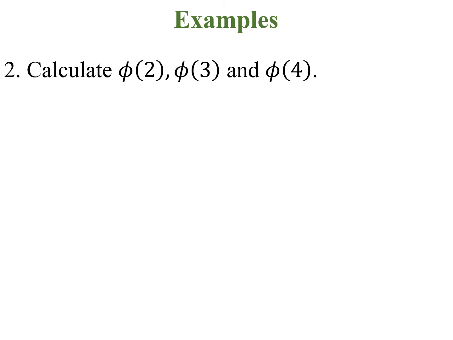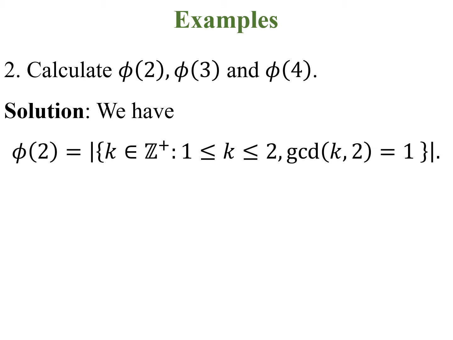Next, calculate phi of 2, phi of 3, phi of 4. Similarly, you can find this Euler's phi function for 2, 3, 4. See, how can we get phi of 2? Phi of 2 is equal to the set of those positive integers k which are greater equal 1 and less equal 2 whose GCD with 2 is 1. You have to take the count of this set as phi of 2.